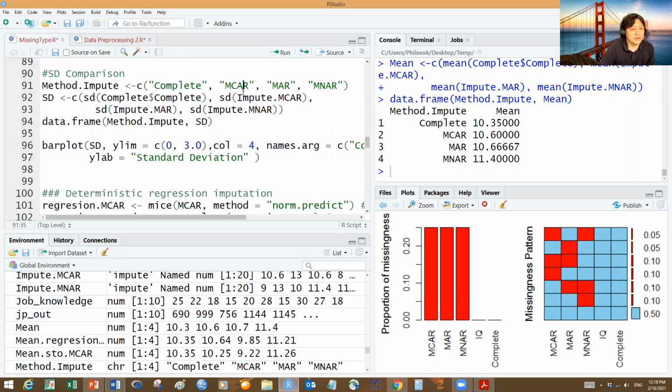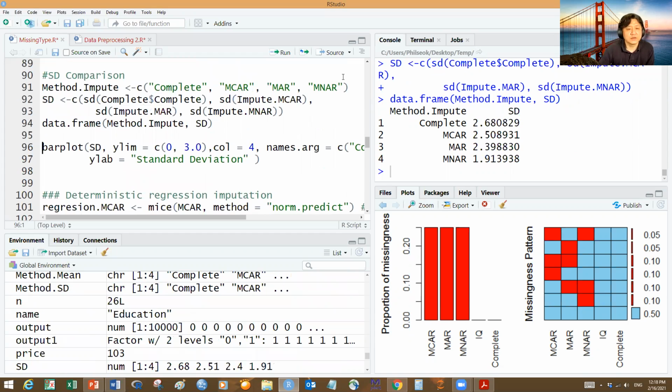So then same here. We can check the standard deviation of the complete data set, and then missing completely at random and missing at random. Our standard deviation after imputing the data is still pretty close to this one, but missing at random is the biased estimate.